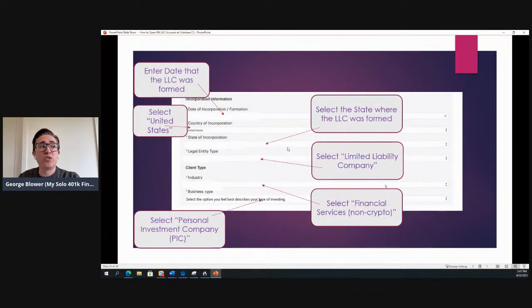Now the application is going to ask for more information about the entity. For the date of incorporation or formation, you'll enter the date that the LLC was formed. The country of incorporation is the United States. The state of incorporation is the state where the LLC was formed. The entity type is going to be limited liability company. For industry, choose financial services, non-crypto. For business type, again, you're going to choose personal investment company.